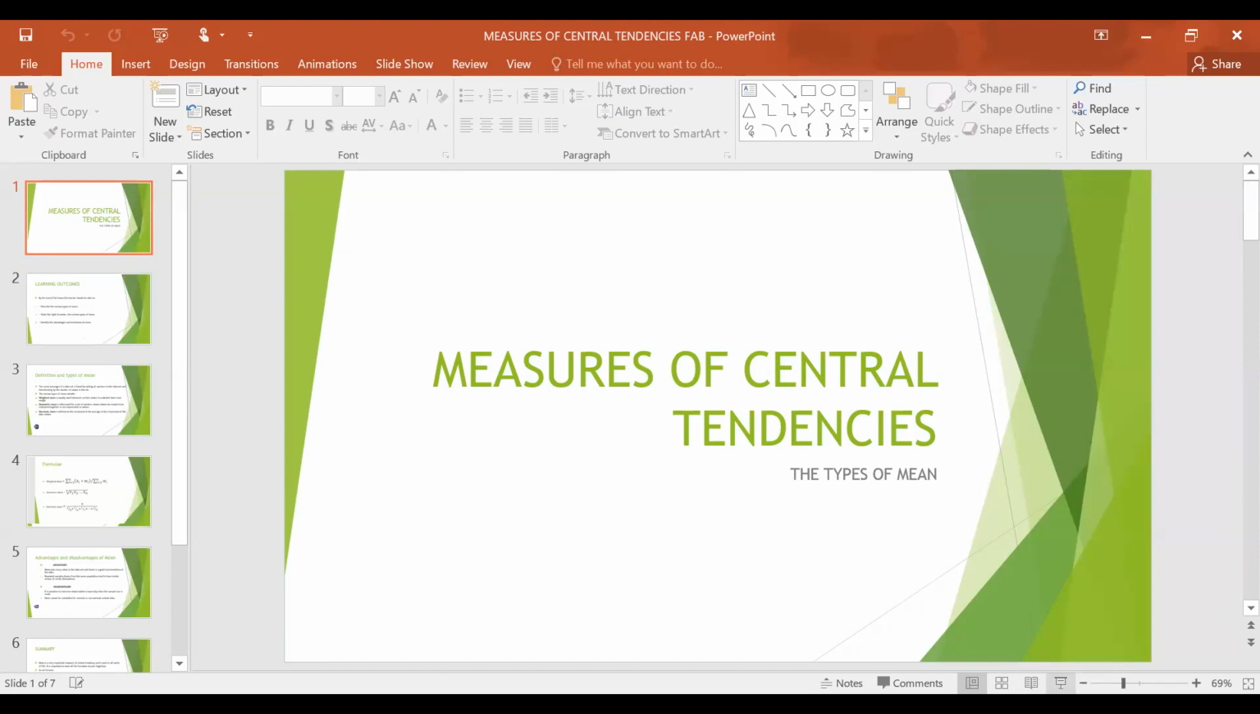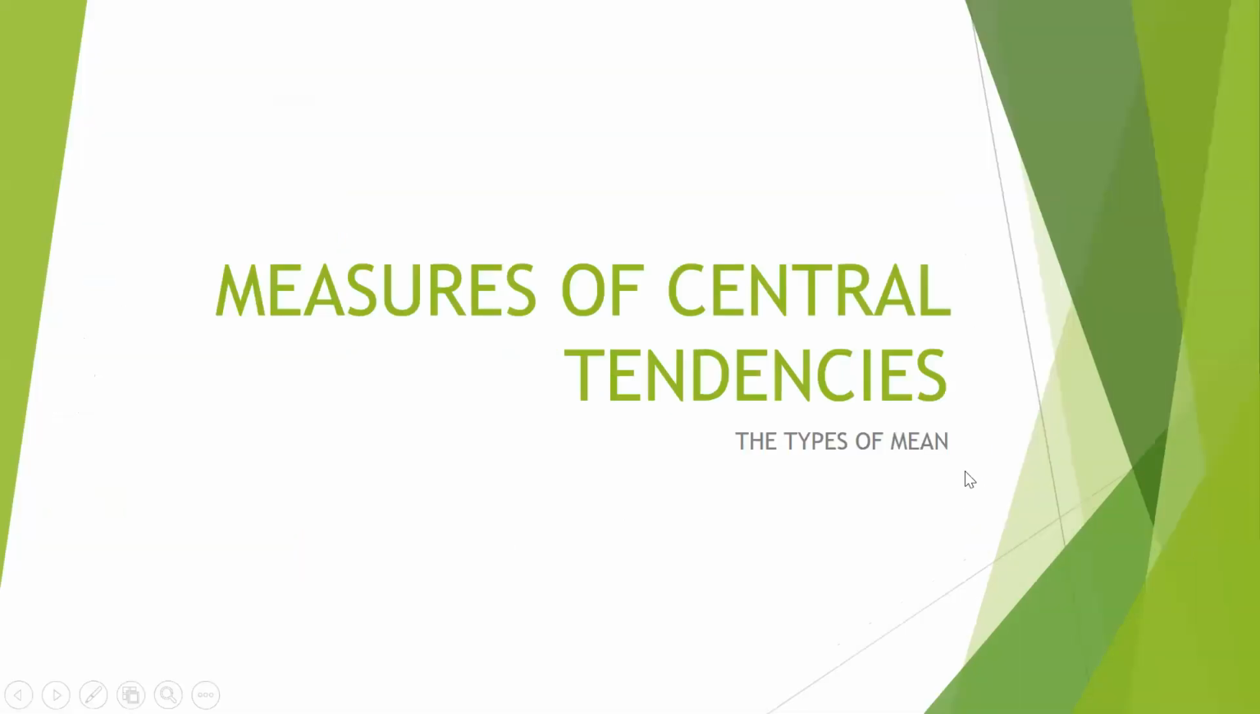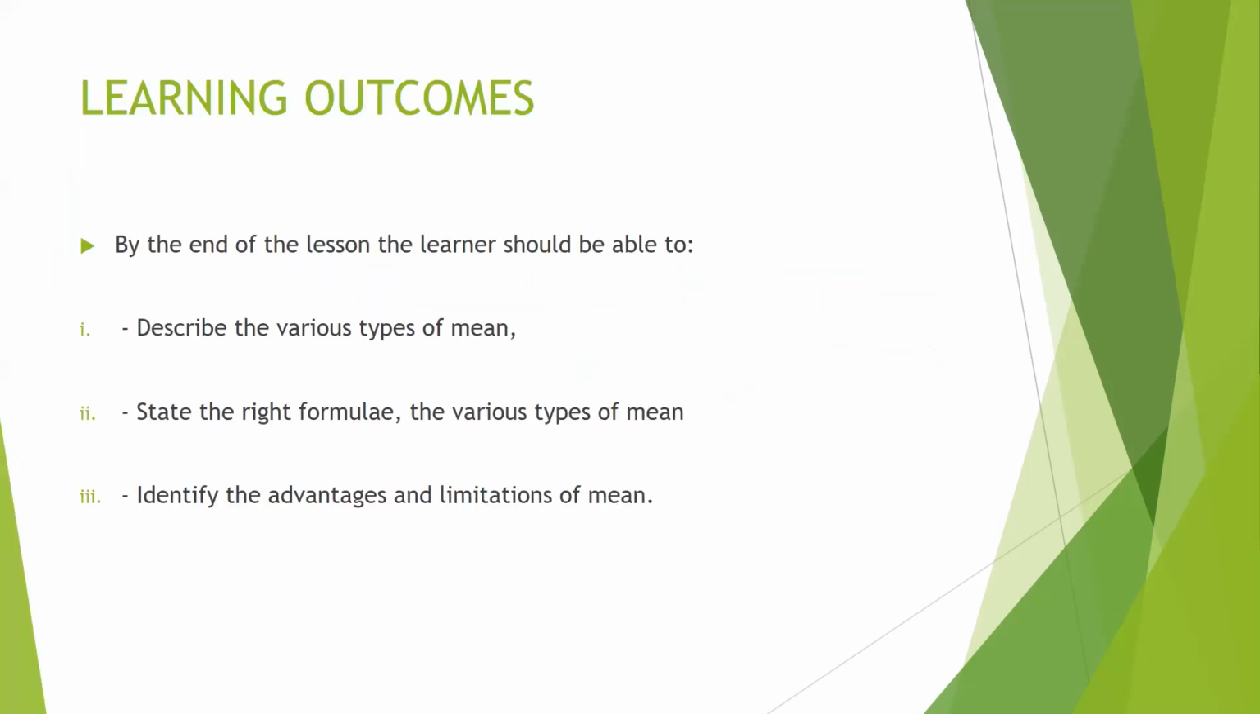Okay, so today we are going to be learning about measures of central tendency. Specifically, we are going to be looking at the types of mean. So, as you know from our previous lesson, we have several types of measures of central tendency. We have mean, mode, and median. But today we are going to be looking at the types of mean.